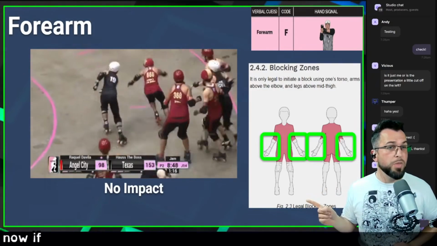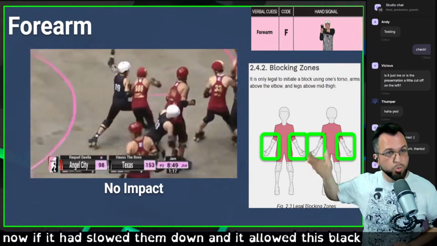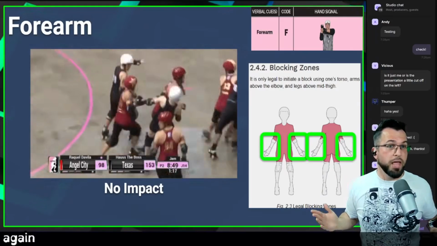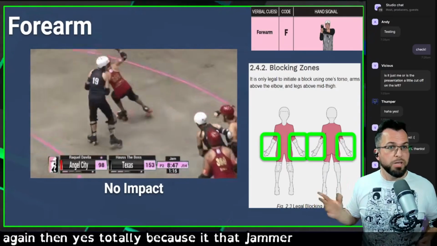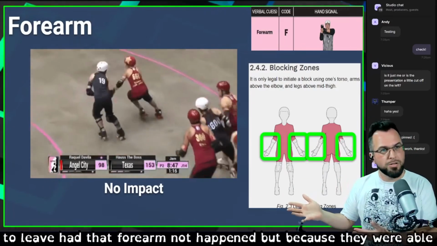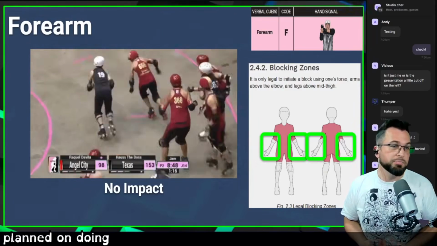Now, if it had slowed them down and allowed this black blocker on the outside to run up on the outside line and get in front of them again, then yes, totally, because that jammer would have been able to leave had that forearm not happened. But because they were able to still go along their way and do what they originally planned on doing, it's deemed a no call. Does that help? Yep. Thank you.